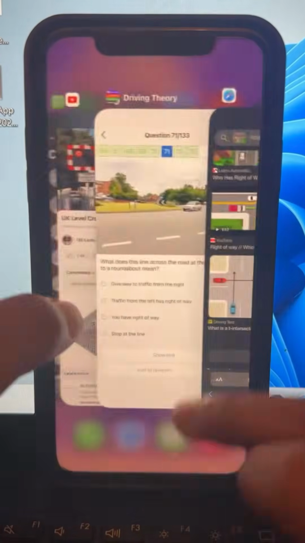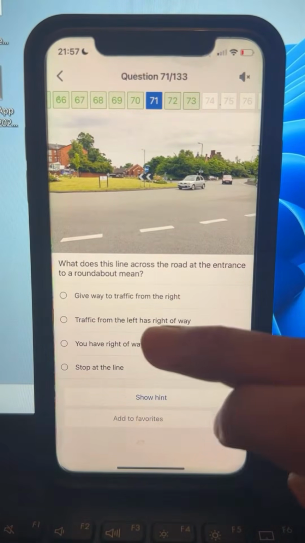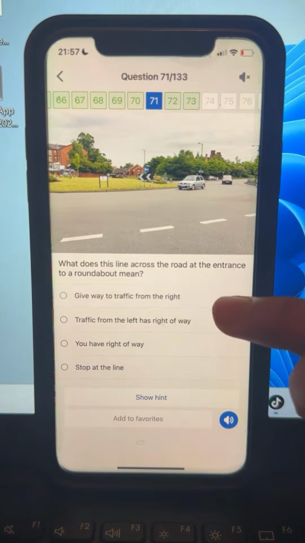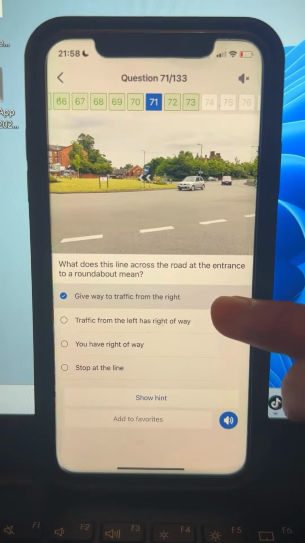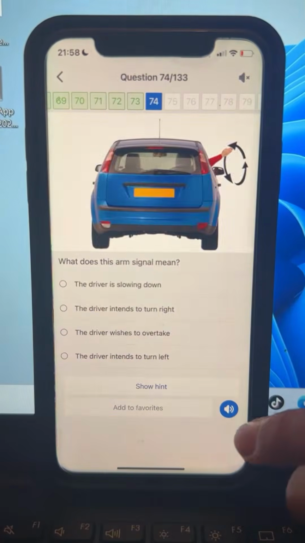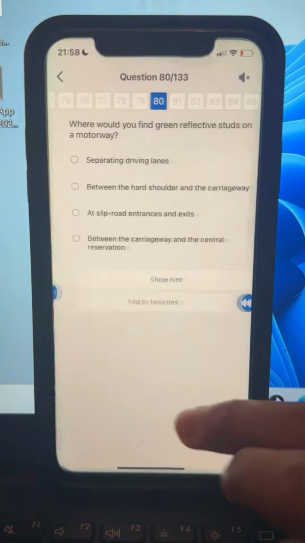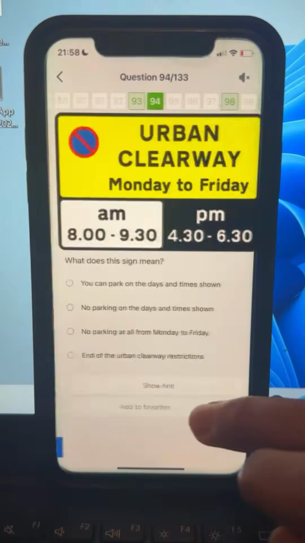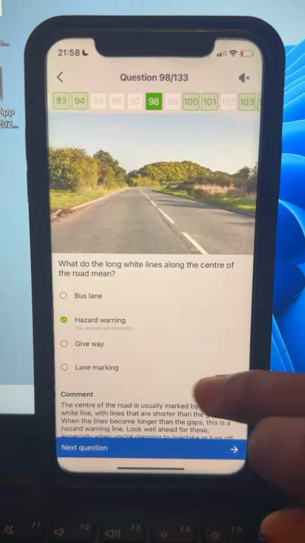Yeah. So this line, a single broken line, means give way to who? To traffic coming from your right. And give way to traffic from the right, sorry. Good. Okay. With an arm signal. Within hazard warning lines.